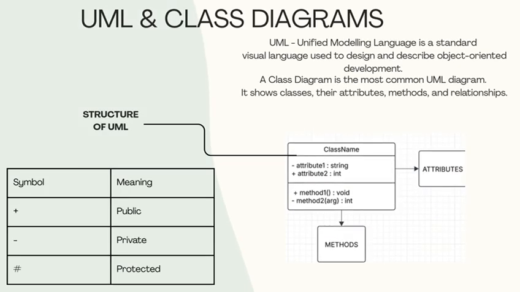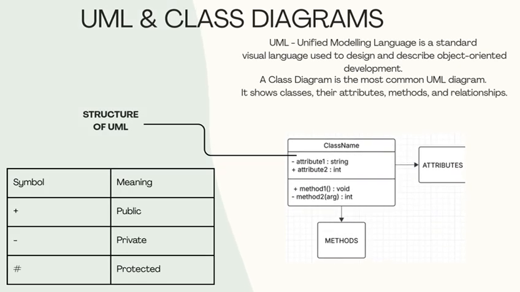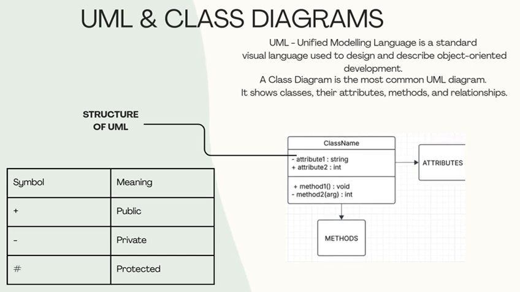UML, or Unified Modeling Language, is a visual way to represent object-oriented systems. The class diagram is the most common, showing classes, attributes, methods, and relationships. These diagrams help us design before we code.